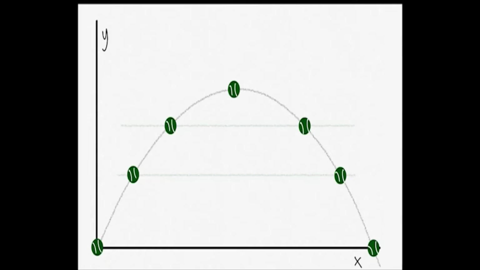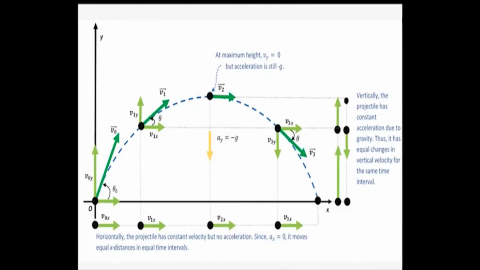So, for example, the man here throws this ball at an angle just to pass through that hole. Now, let's illustrate a diagram for that ball, and it will look like this. Now, let's analyze what happened to the ball. Horizontally, the projectile has constant velocity but no acceleration since A sub x is equal to 0. Thus, it moves equal x distances in equal time intervals. Vertically, the projectile has constant acceleration due to gravity. Thus, it has equal changes in vertical velocity for the same interval.